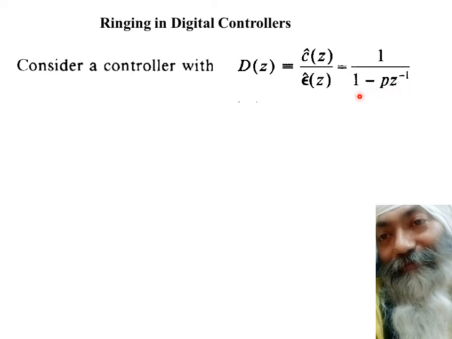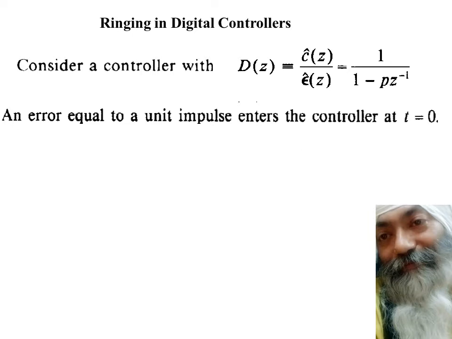Now even if the pole is within the unit circle, even if the system is stable, we may have this issue which we call ringing. Let us see how it happens, and for that we shall be taking some error, we shall be giving some impulse error.